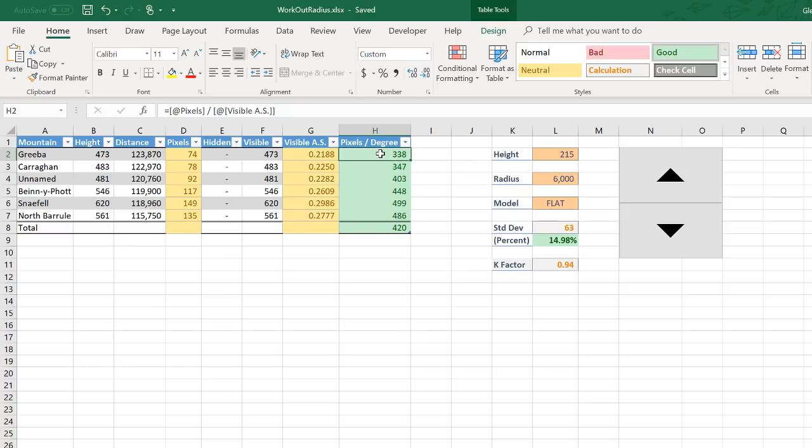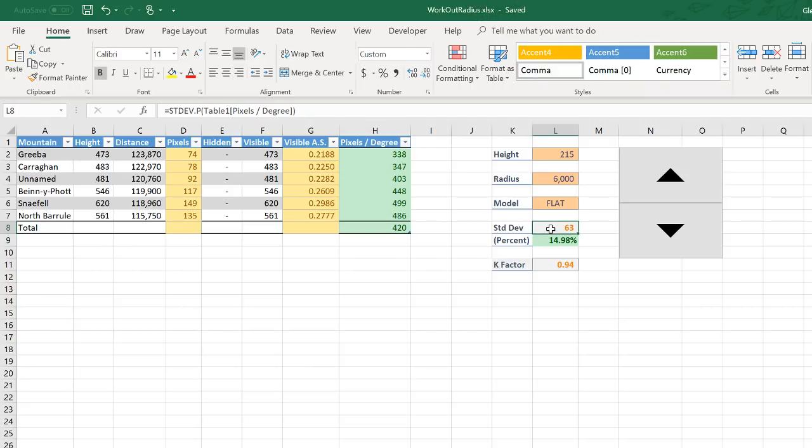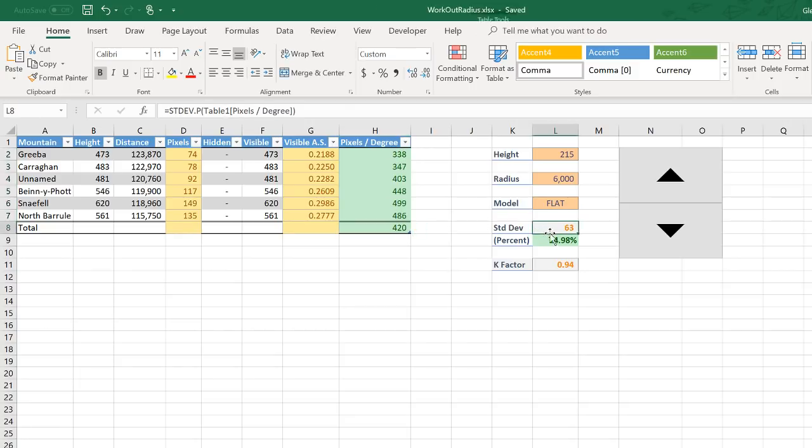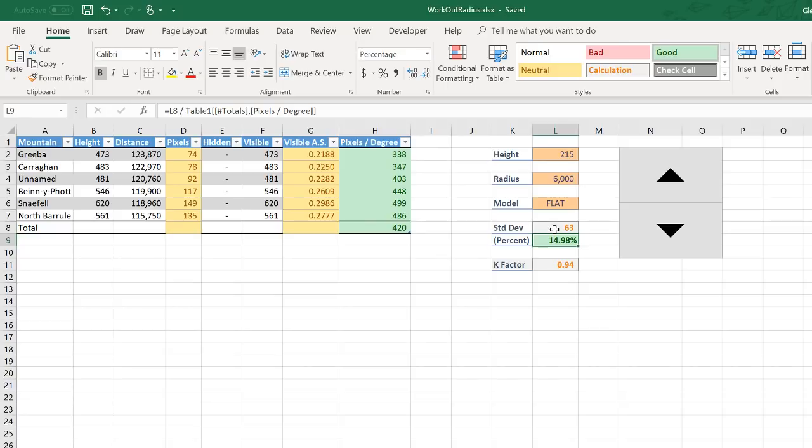So currently at the moment we have all these ratios of pixels per degree, and the average of those is 420, but the standard deviation is 63. So that's quite a spread. I've expressed the standard deviation as a percentage of the average as well, at 15%. So again, our goal is to have these as correlated and as equal as possible. So on a flat Earth, our single answer is that it is about 15%, and we're trying to minimize this number. All right, so let's flick over to our globe model.